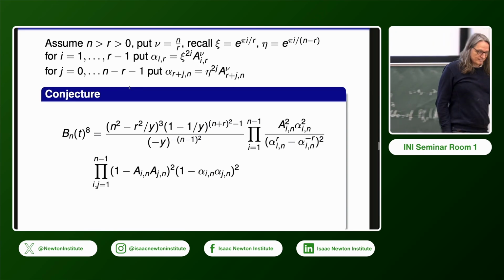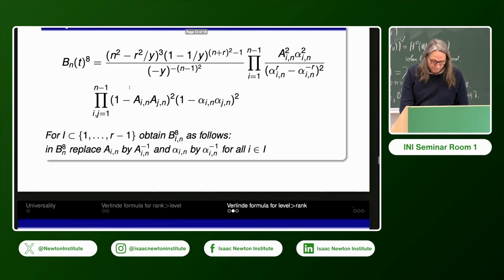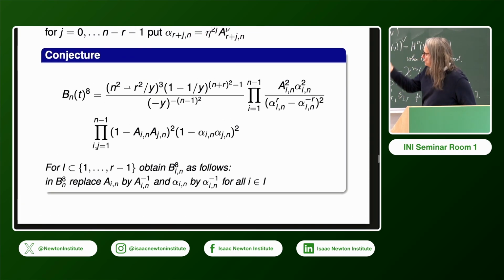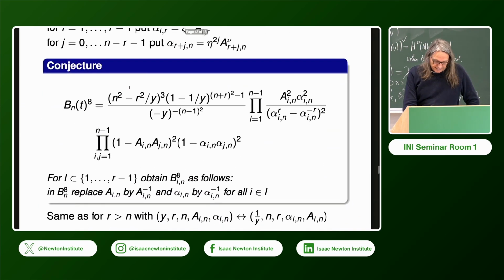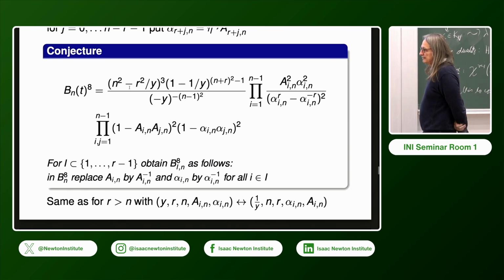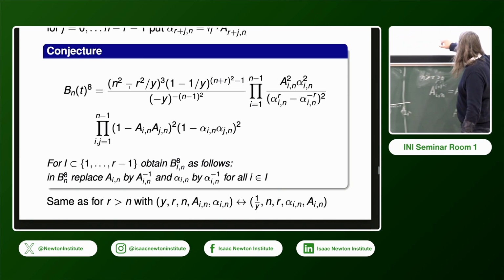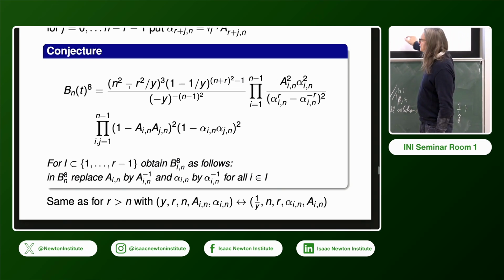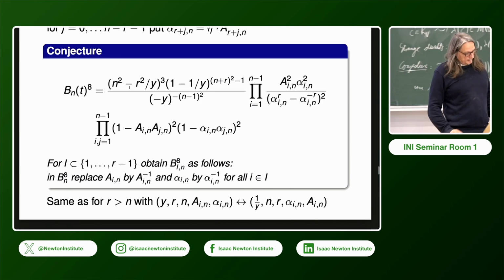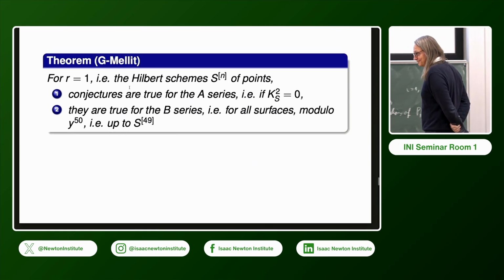Okay, we replace, so what we just do, and again we do the same thing. The B_i's are expressed in terms of B_n by making the same change as before, and what we actually have is the same formula as when the rank is bigger than the level, so I mean r bigger than n, except we make this exchange. The y is replaced by 1 over i, n is replaced by r, and so on. This is the formula. And then the final statement that this formula is true for Hilbert schemes of functions.